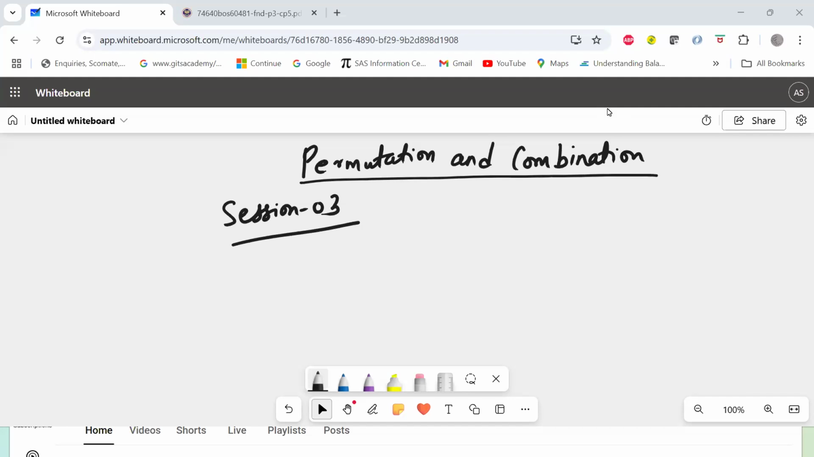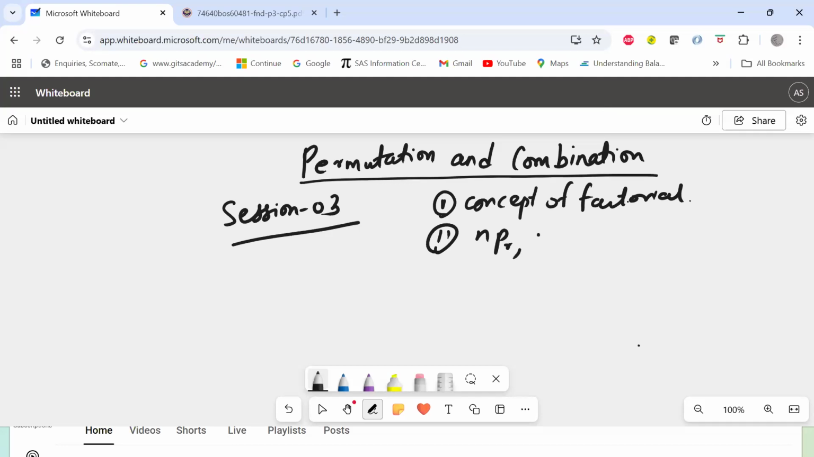So far in the last two sessions, I have discussed the concept of factorial. And after discussing the concept of factorial, I have discussed the formula of nCr and nPr. Although I have not discussed any numerical on nCr, I have focused more on nPr. So nPr basically means permutation, while nCr basically means combination. And the relation between permutation and combination is nPr is equal to nCr into r factorial.